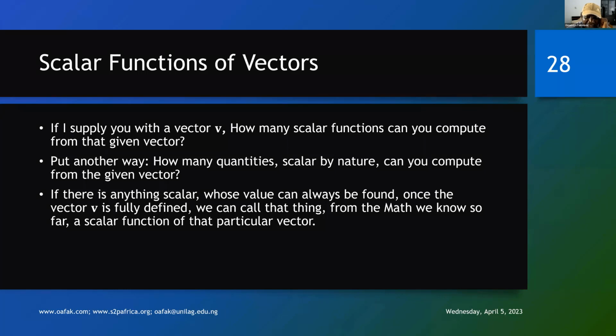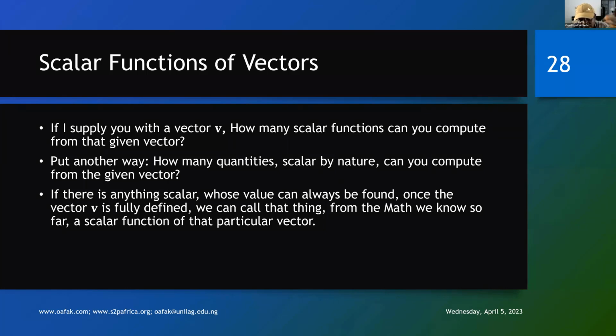Okay, I'll give you three scalar functions. If I give you three numbers, those are the components of the vector. If I give you the X component, the Y component, and the Z component, I've supplied you with a vector. Correct. Is there any other way I can supply you with a vector V?